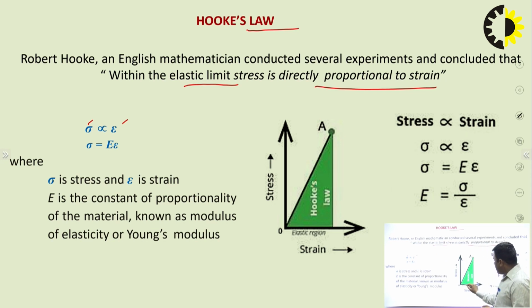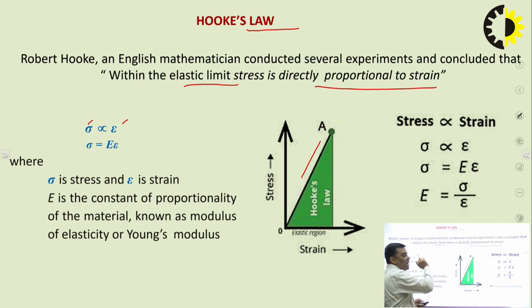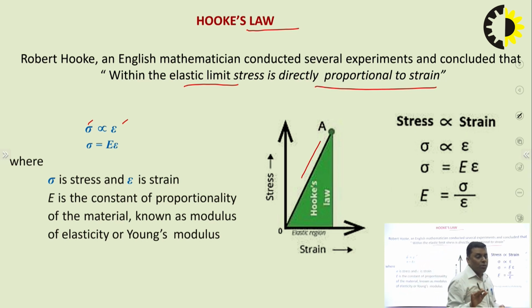If I draw the curve between the stress and strain within the elastic limit, it will be a straight line. The meaning of elastic limit must be clear to us. Elastic means after removal of the deforming force, if the material regains its actual shape and size, then we say the material is elastic. So if the stress value does not go above the elastic limit, in that condition we say the stress is directly proportional to strain.